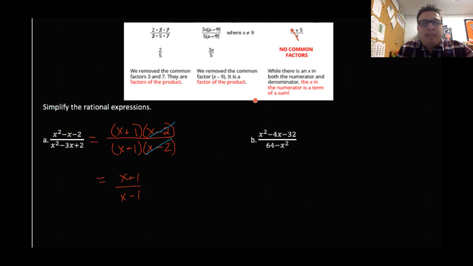I can only simplify factors, and factors are when we multiply. I cannot simplify terms in the numerator and denominator. So therefore, this is as simplified as it can get.